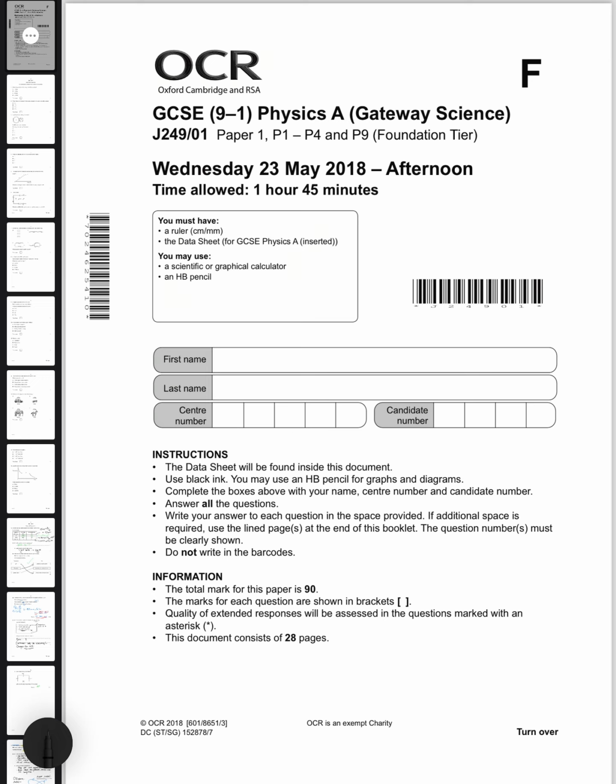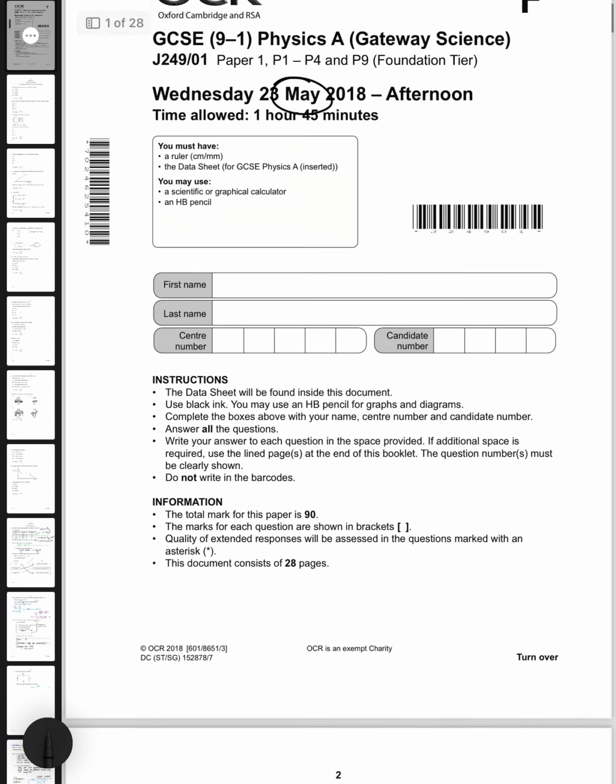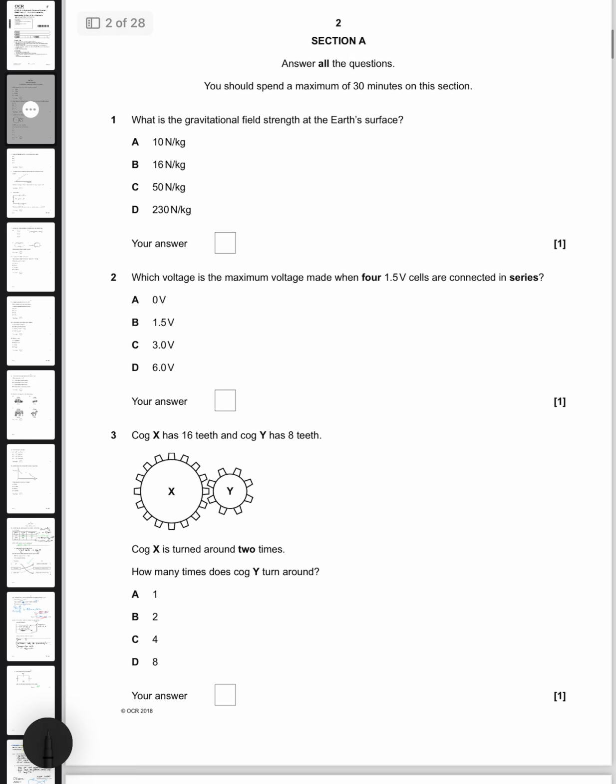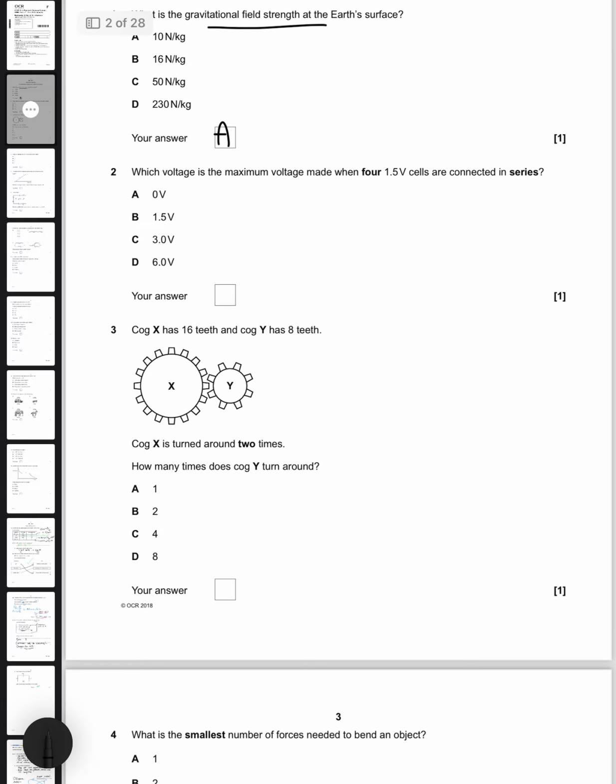Today we're going to take a look at the OCR GCSE paper J249 from Wednesday, May 2018. So I'm going to go ahead and answer the first multiple choice questions. I'm going to start with question number 1. What is the gravitational field strength at the Earth's surface? That's pretty simple. A, that's just a rounded up version, 10 newtons per kilogram.